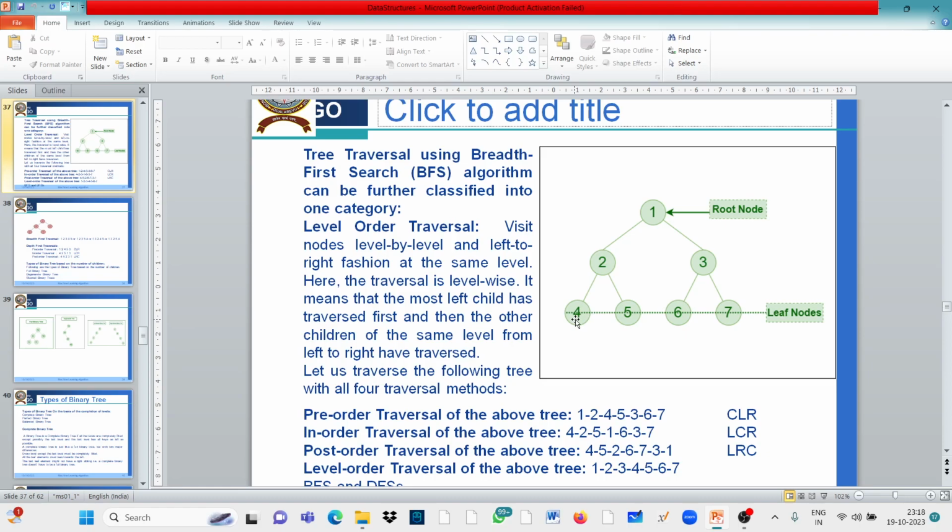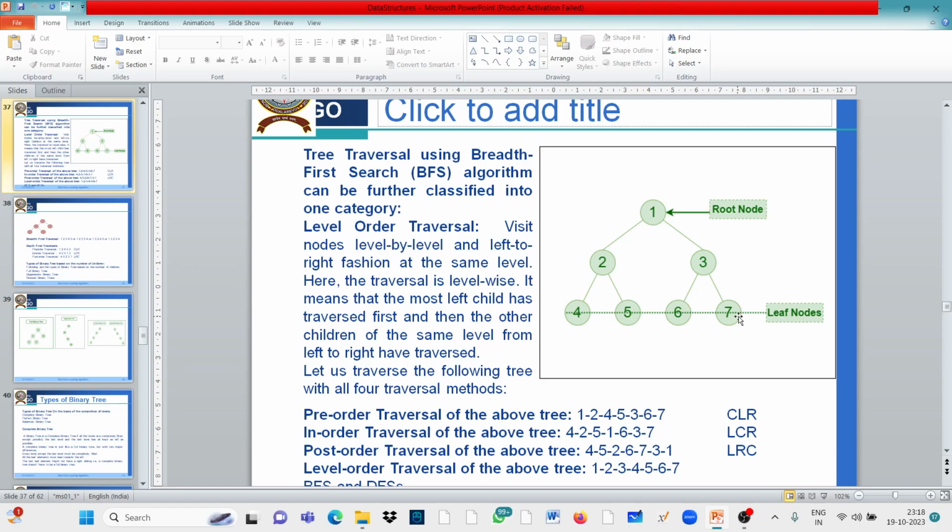What is the left? Left is again 4. What is the right? It is 5. Okay. Then the entire left is over. Then you are coming back to the left, which is 6. Then center is 3 and right is equal to 7. Okay. So this is the pre-order.